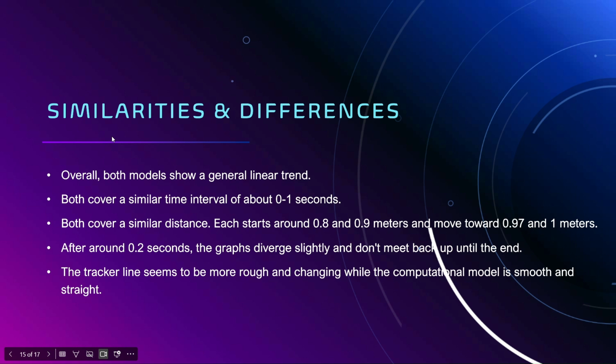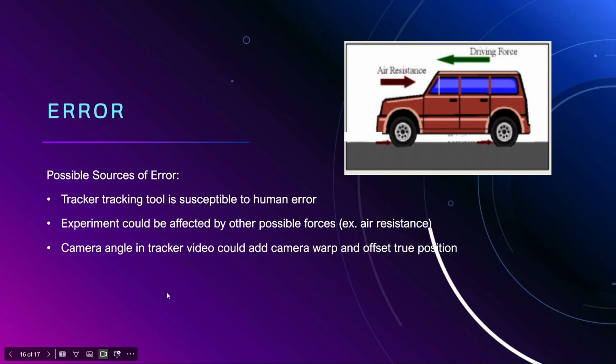And again, they show a general linear trend. Around 0.2 seconds, they deviate a little bit. The tracker one goes a bit up, or the distance goes a little bit farther. And once again, the computational model is smooth, and they cover the same interval, and they start and end overall in the same area.